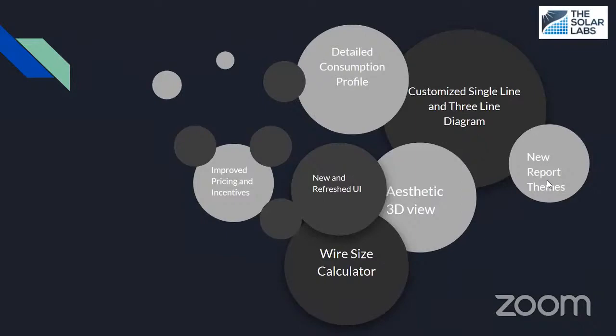With the report, we have got 2 new themes apart from the default theme which was already existing. So we'll be having a look at that as well. And the 3D view has also changed, so we'll be seeing what all changes we have in the 3D view. The user interface has been made more organized and detailed, so it is more convenient for the users to work on the application. And we have improvised pricing, and we have added the options to add incentives as well. We also have the wire size calculator, which I'll be demonstrating during the demo.